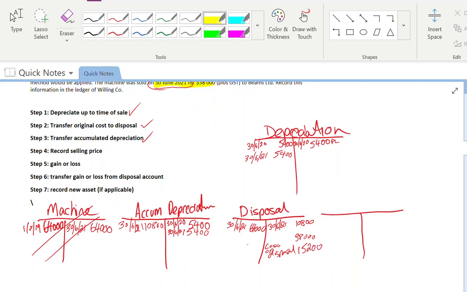So what we need to do now, so that both sides balance, we're going to go to this new account called loss on disposal. This is an expense account, so we're going to put this figure on here, $15,200, and that was done on the 30th of the 6th, 21. So this account, so that gets rid of this account, that one's gone too. So we've closed off both these accounts and we've moved them over here.